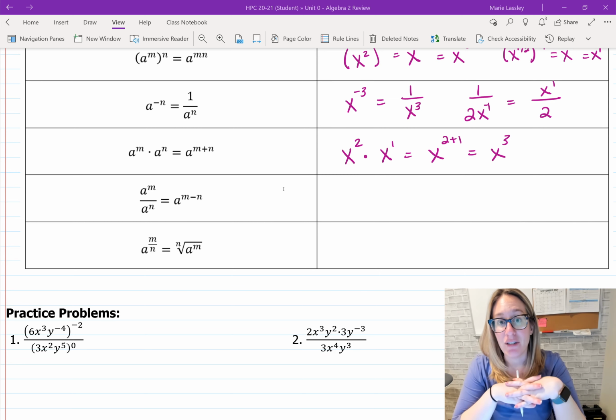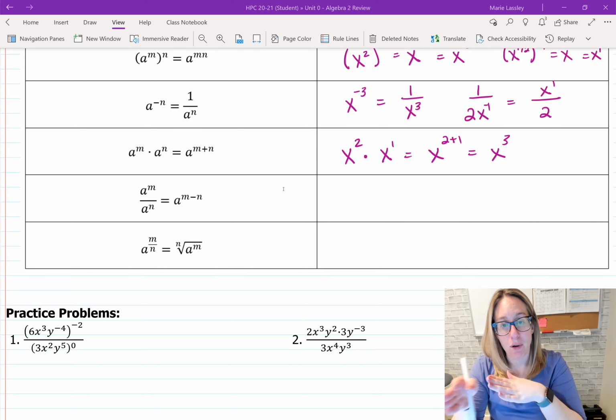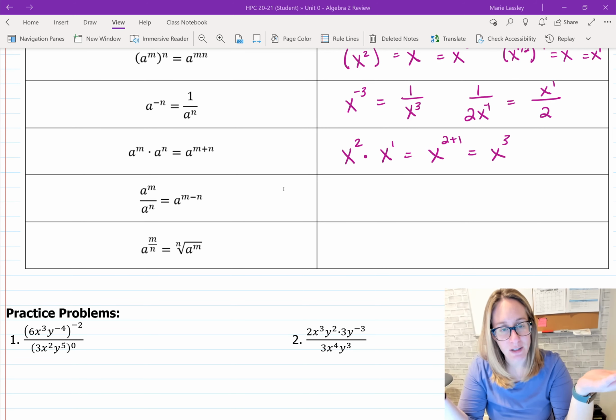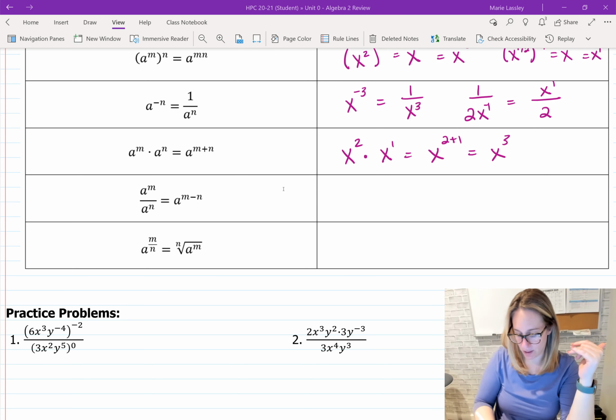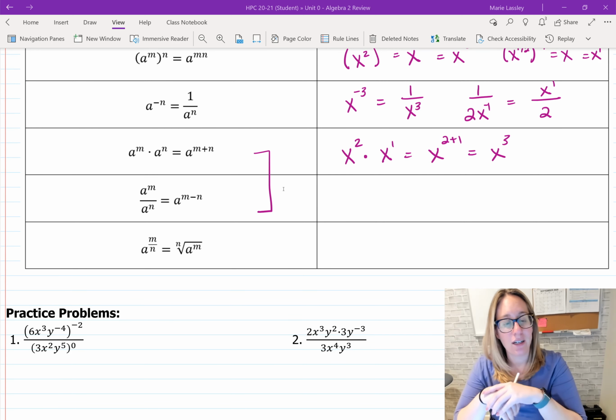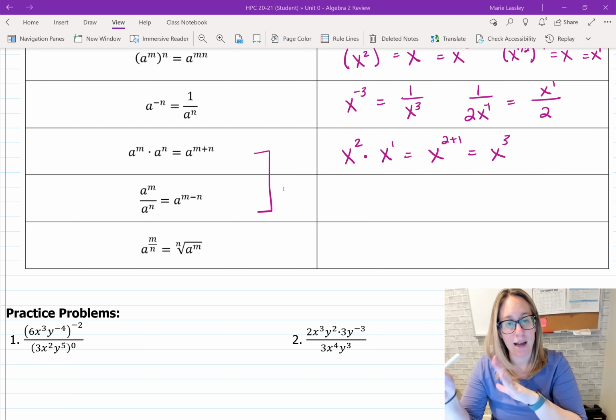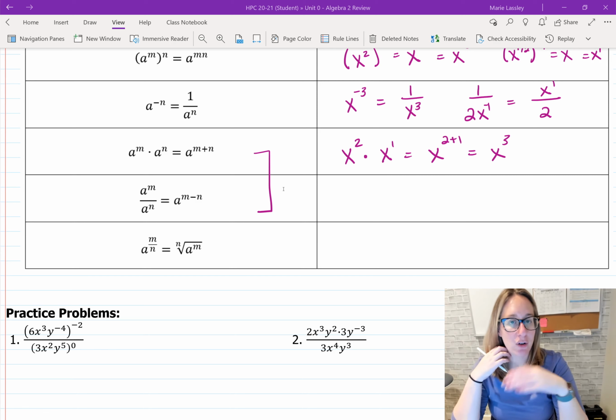The next one is division. When we multiply bases, we add the exponents. When we divide the bases, we subtract the exponents. These two rules kind of go together. One is multiplying, so you add. The other one is division, so you subtract. And you always subtract the one on the top minus the one on the bottom.